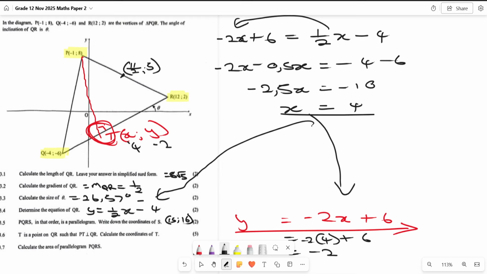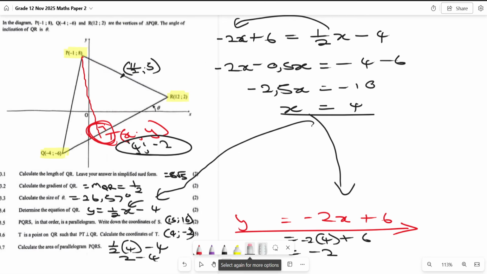Let's just check it over here in the other equation. It's going to be 1 over 2 times 4 minus 4, which is 2 minus 4, which is minus 2. So the point is 4 and minus 2. That is the coordinates of T. It's 4 and minus 2. 5 marks in the bag.